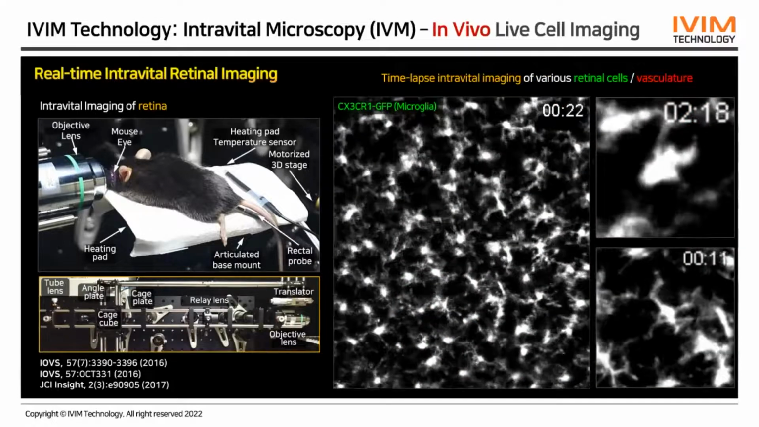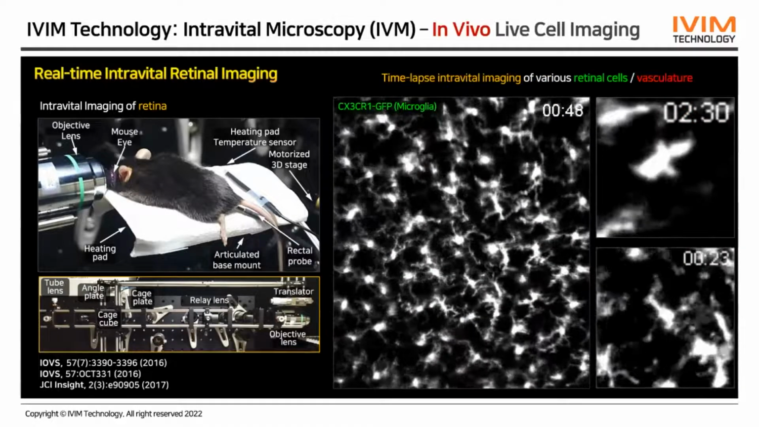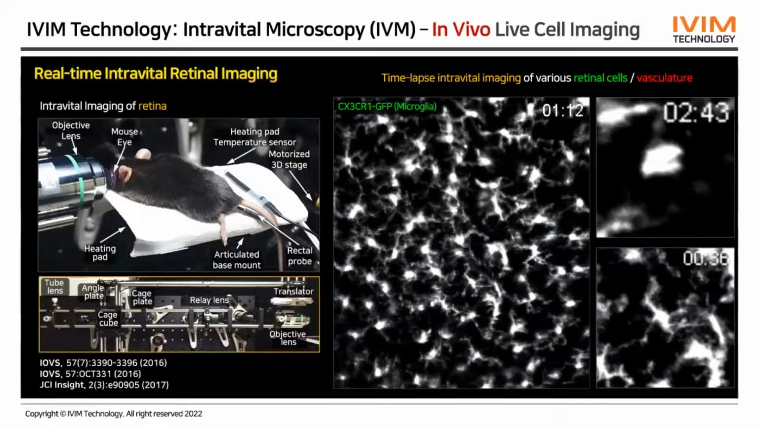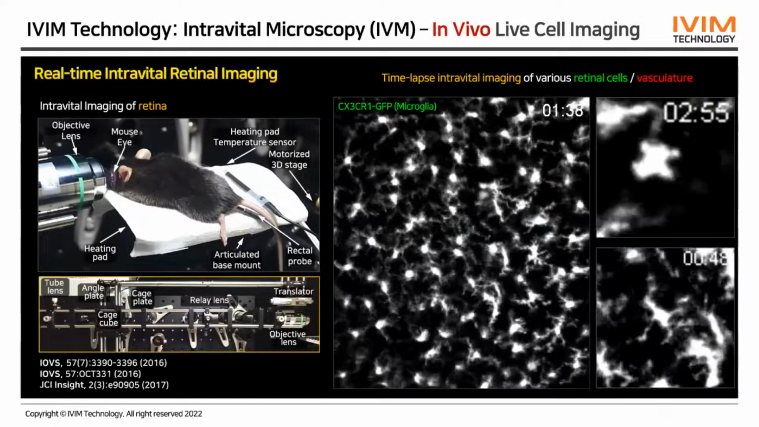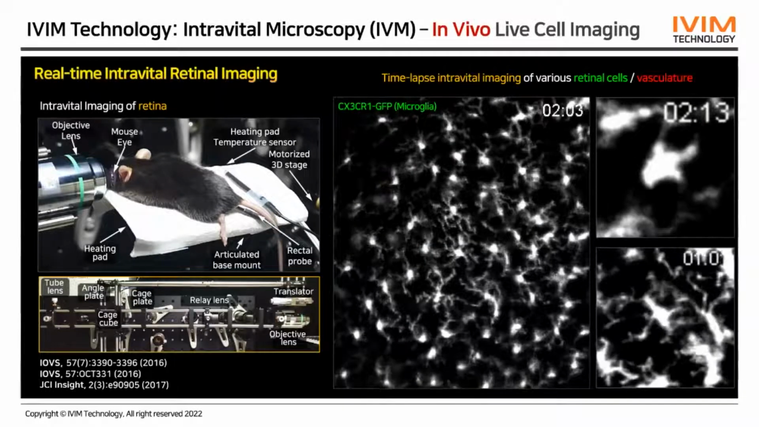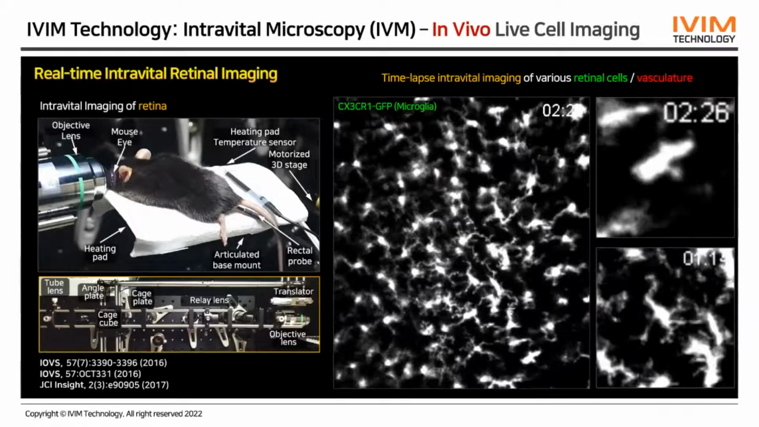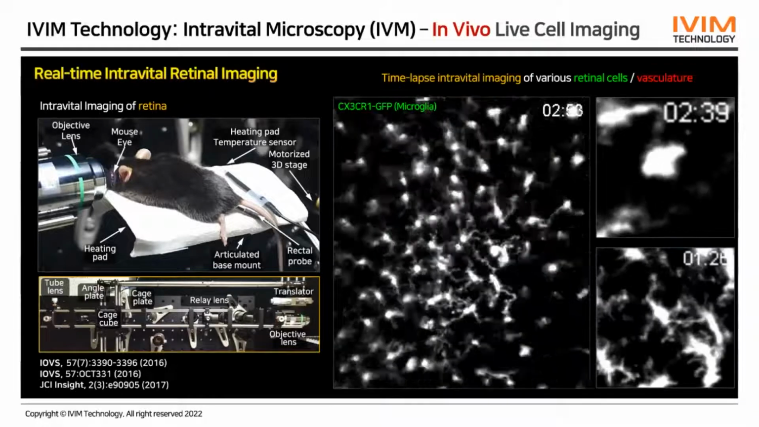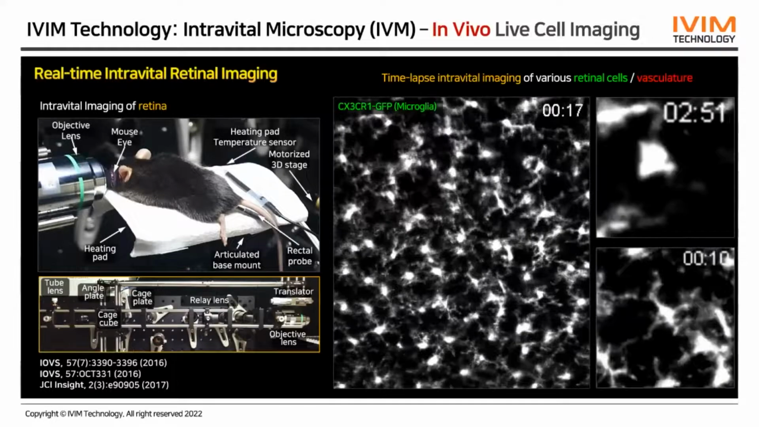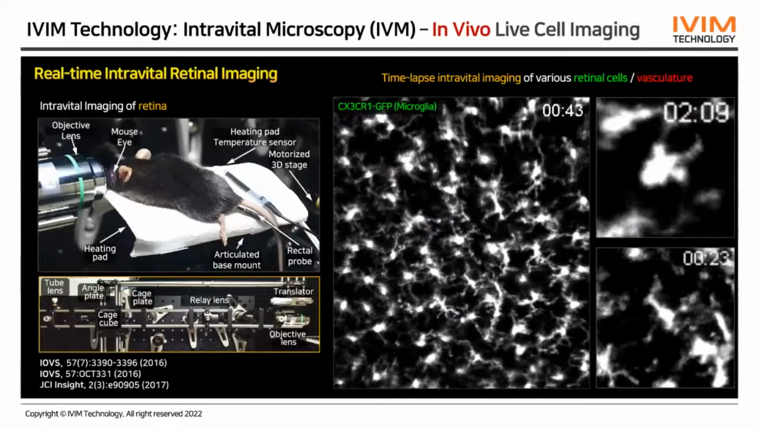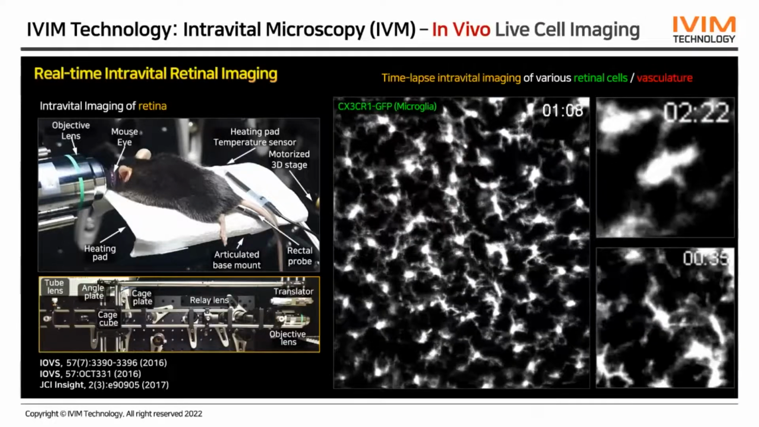This is the real-time movie of microglial cell dynamics in mouse retina. We can analyze the cellular movement and activity of the microglial cells in real time and measure the cellular velocity of dendrite movement in a normal and drug-treated mouse retina.